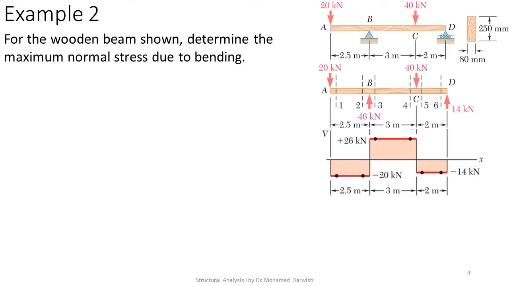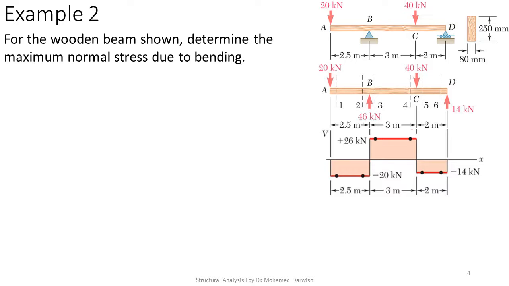Then the 46 kilonewtons takes it up from minus 20 to plus 26 at point B. Then anywhere between B and C, it is the same 26 kilonewton. Then it drops by 40 kilonewtons, so it becomes minus 14. Then the minus 14 comes up to 0 at the support D due to the reaction.